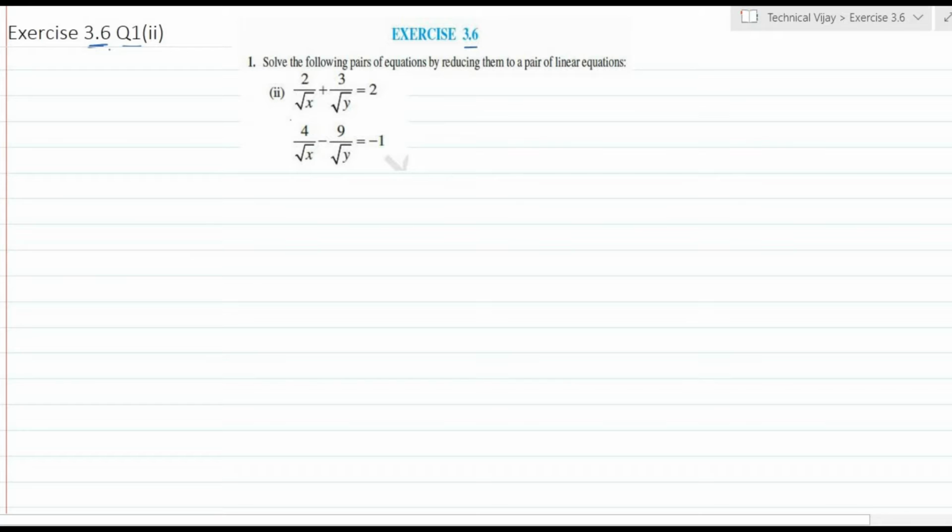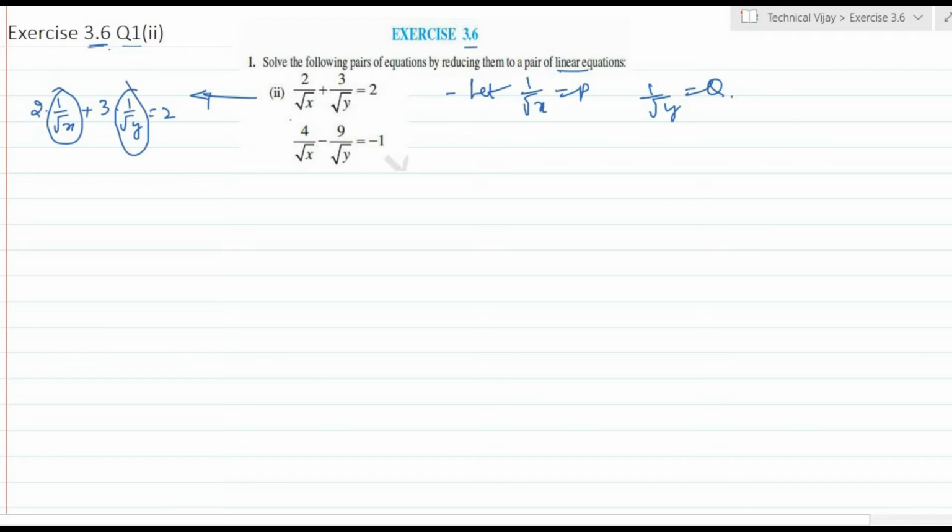So here solve the pair of equations by reducing them to a pair of linear equations. Same thing what we have done in the last question. So here again we will assume let 1 by root x is equal to p and 1 by root y is equal to q. Like this we will make assumption. 2 divided by root x can be written as 2 into 1 by root x plus 3 into 1 by root y is equal to 2. So 1 by root x can be substituted as p, and 1 by root y is equal to q. So 2p plus 3q is equal to 2.